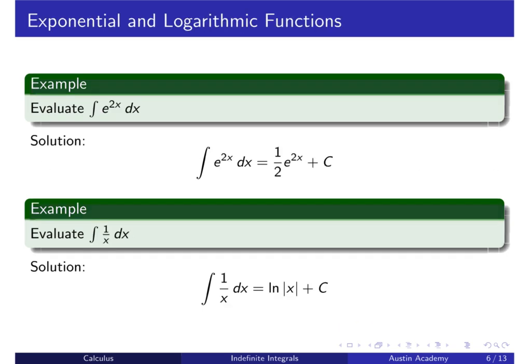Exponential and logarithmic functions. Example. Evaluate the integral of e to the 2x. Solution. We divide by the coefficient of x, so we get 1/2 e to the 2x, plus C. Another one. Integral of 1 over x, dx. This is the standard result. Natural log of absolute x, plus C.